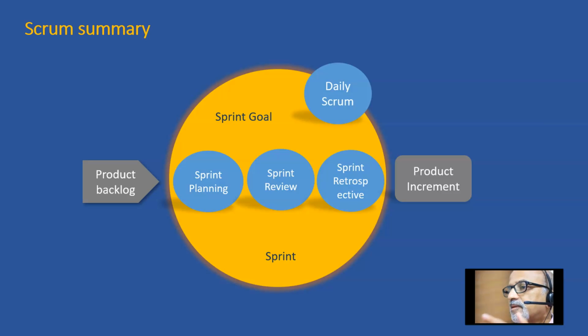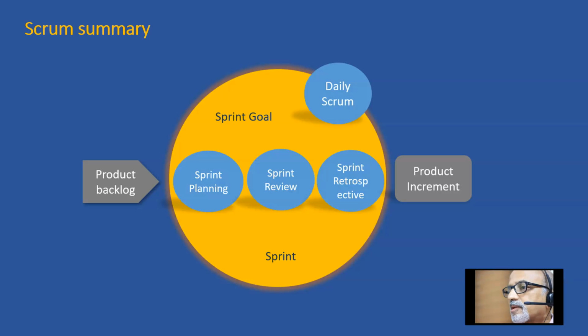sprinting, sprint review, sprint retrospectives, and the daily stand-up or the daily Scrum. Then we discussed the artifacts within Scrum. That is the product backlog, sprint backlog, and the increment.